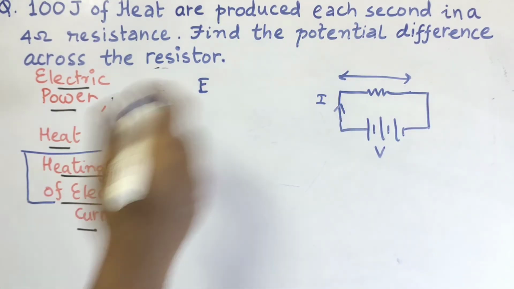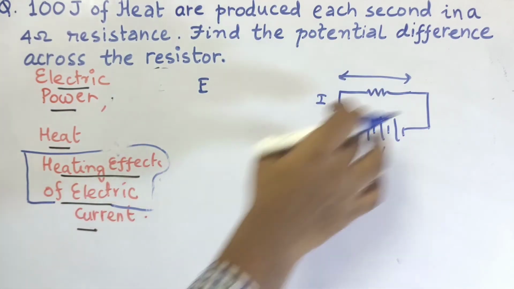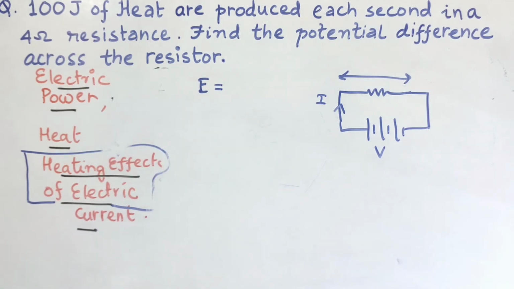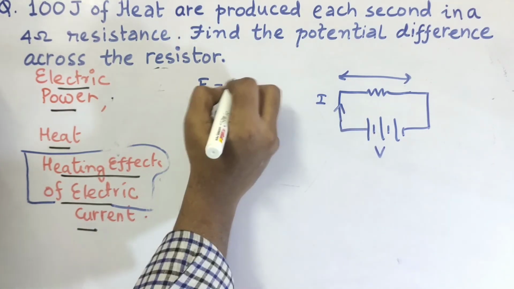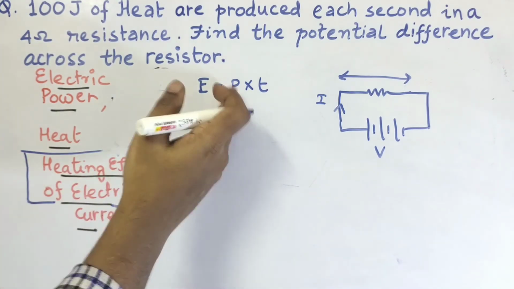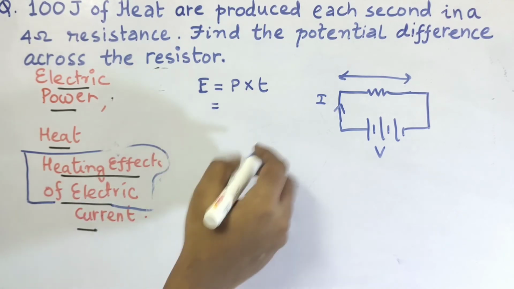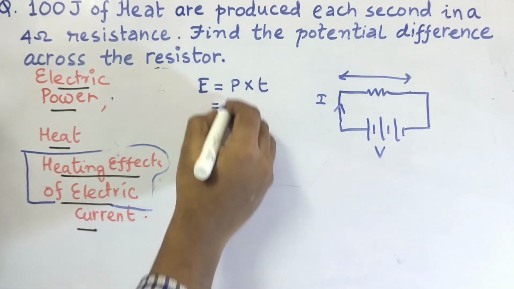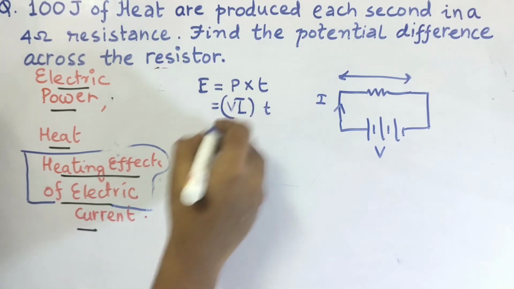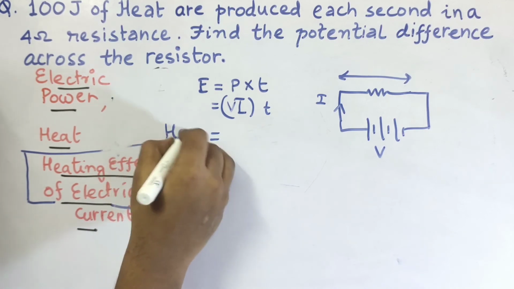So the energy expended or dissipated in the form of heat by this purely resistive substance is equal to the product of power into time, right? So what is the formula for power? P is equal to VI, which we just now derived, into T. So the energy released or the heat released is how much?